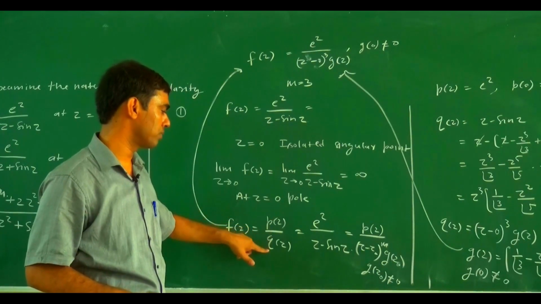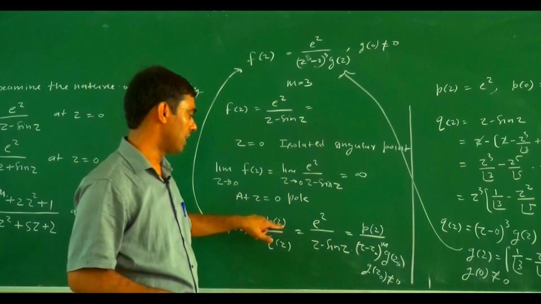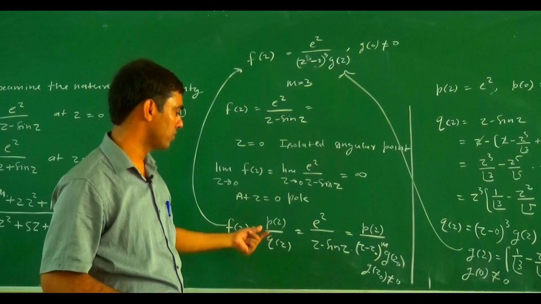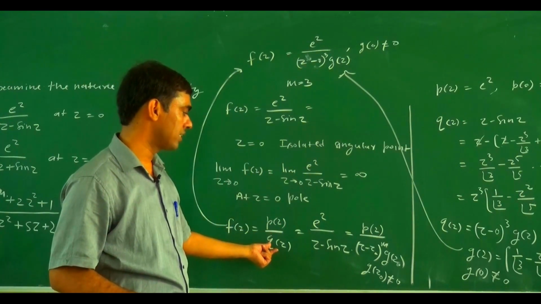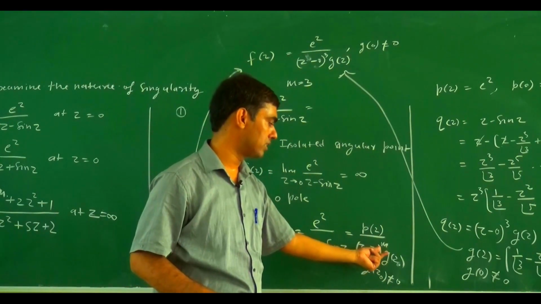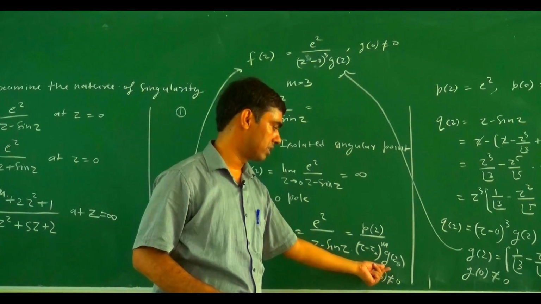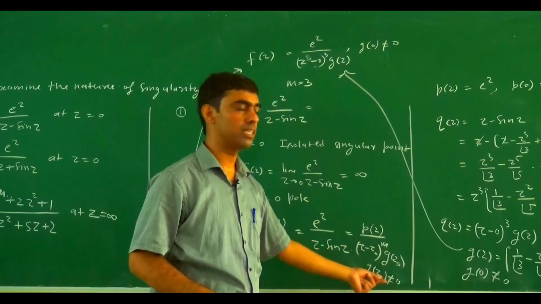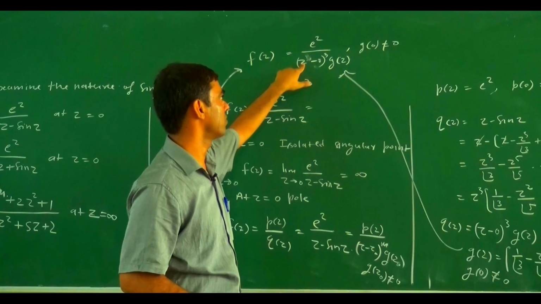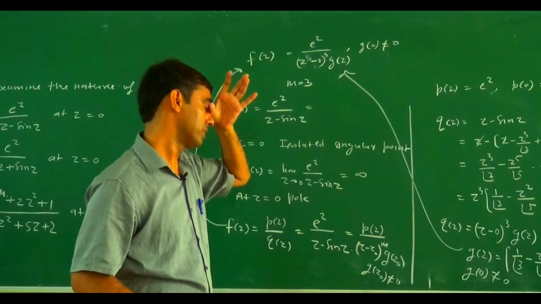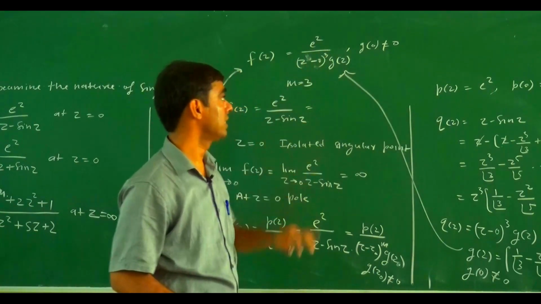We write P(z) upon Q(z). Then at z equals 0, P(z0) does not equal 0, and we write Q(z) in the form of (z minus z0) to the power m times G(z), provided G(z0) does not equal 0. If we write in this form, then what is the power of (z minus z0)? The power is 3.